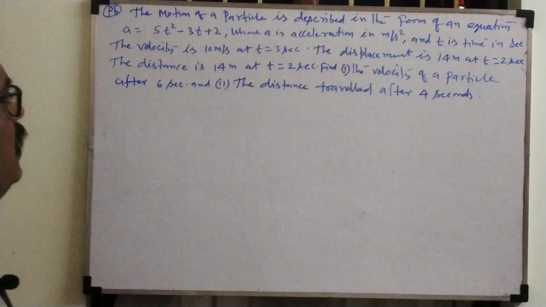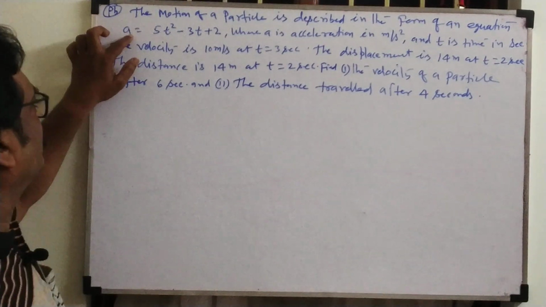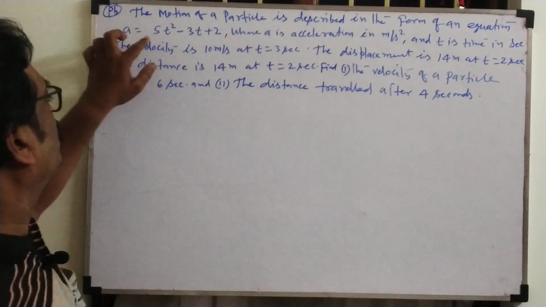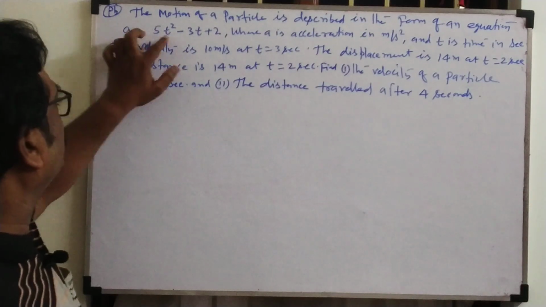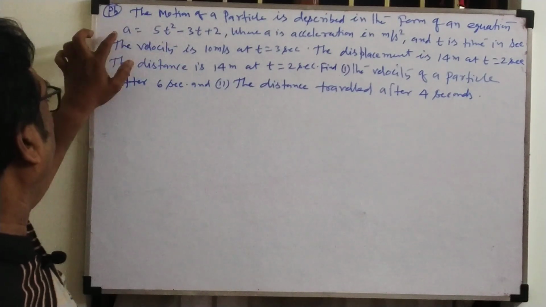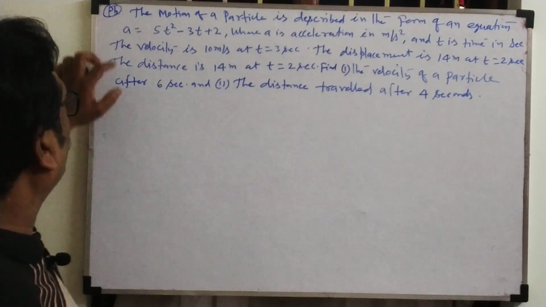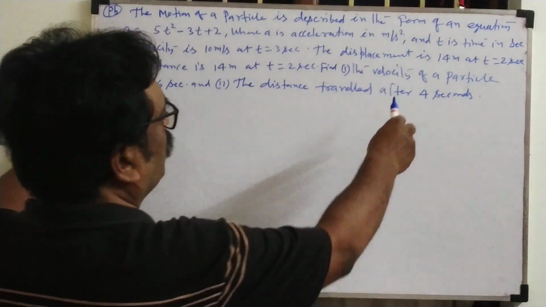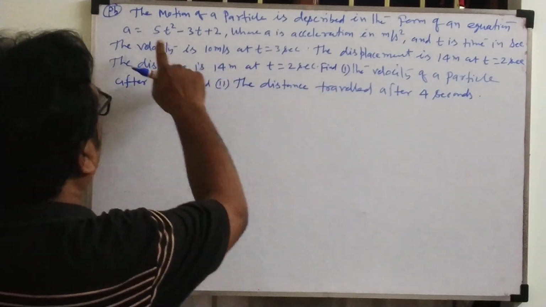The motion of a particle is described in the form of equations. The given a is acceleration, given by an algebraic expression, a second degree equation, 5t square minus 3t plus 2, where a is acceleration in meters per second square and t is time in seconds. So what they are asking: find the velocity of the particle after 6 seconds and the distance travelled after 4 seconds.